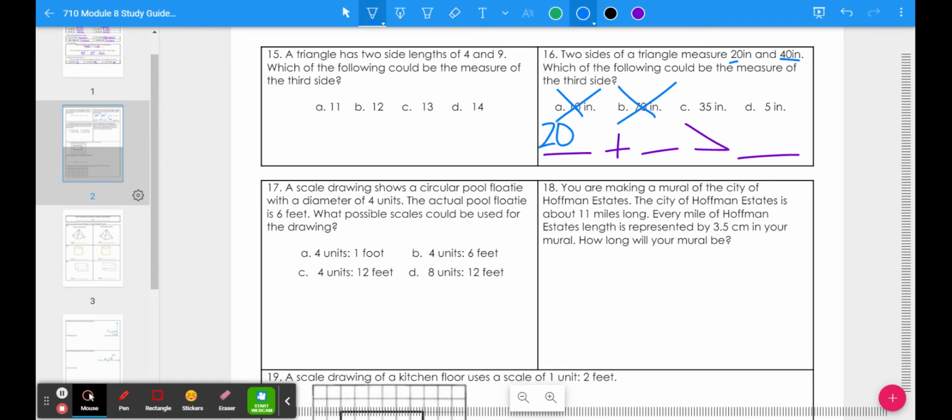So the next one is 35. So we would do 20 plus 35 is greater than 40. And that is true. 20 plus 35 is 55, which is greater than 40. And then we would have 20 plus 5 is 25, which is not larger than 40. And you would do the same thing that you did in problem 16 for problem 15.